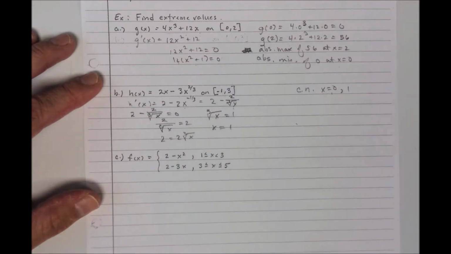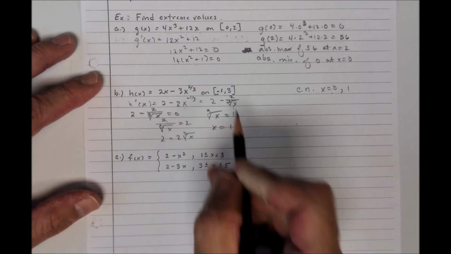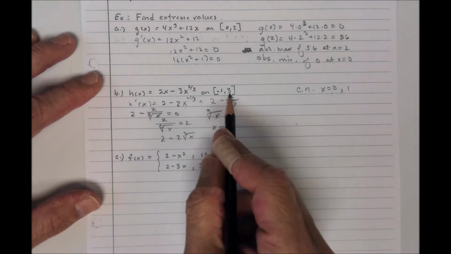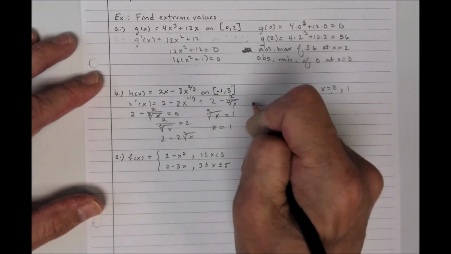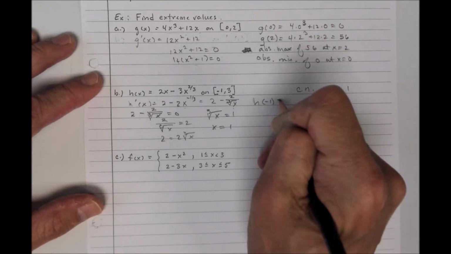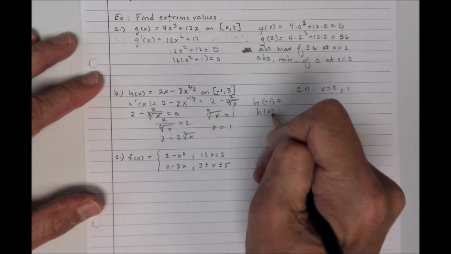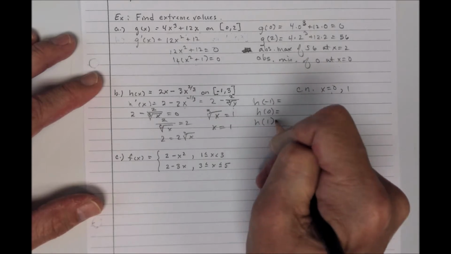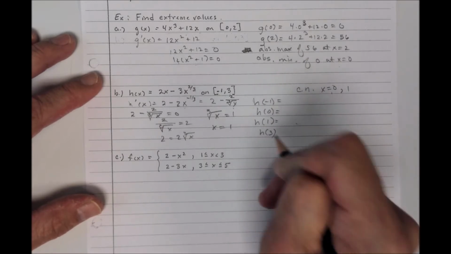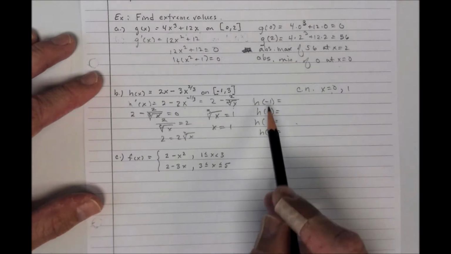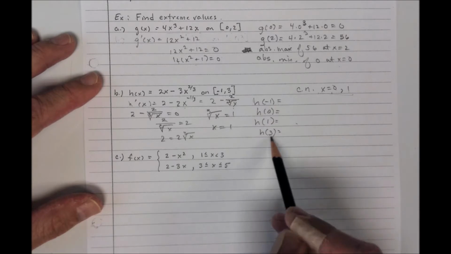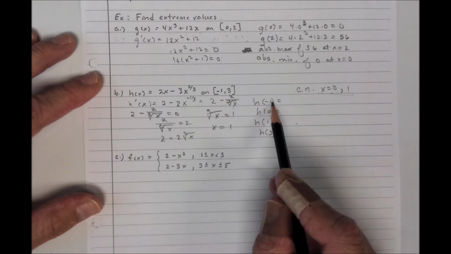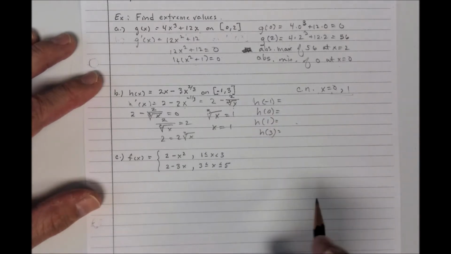So I have 2 critical numbers here, and I have endpoints. So I've got some work to do here. I've got to find h of negative 1, h of 0, h of 1, and h of 3. Now, in all cases here, I have the 0 and the 1, and I have the endpoints, negative 1 and 3. I like to just list them in order from smallest x value to largest x value. That's just the way I do it.